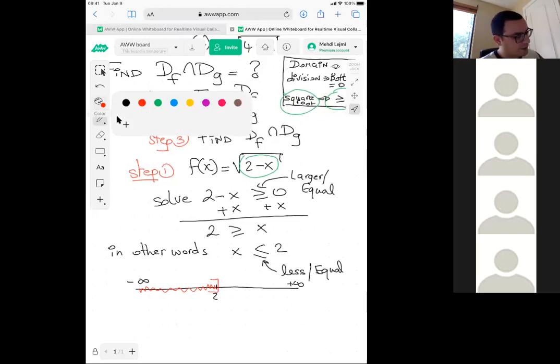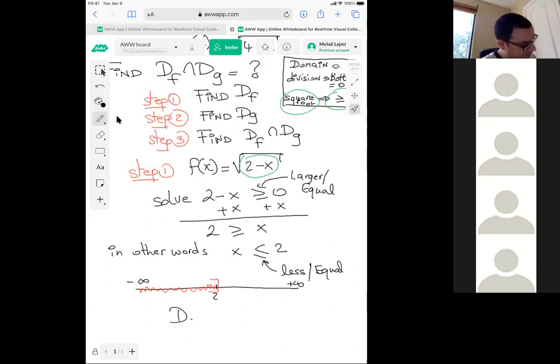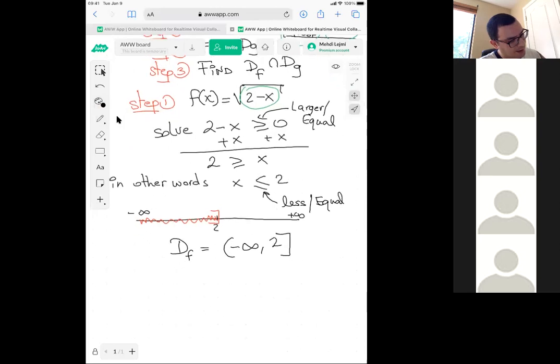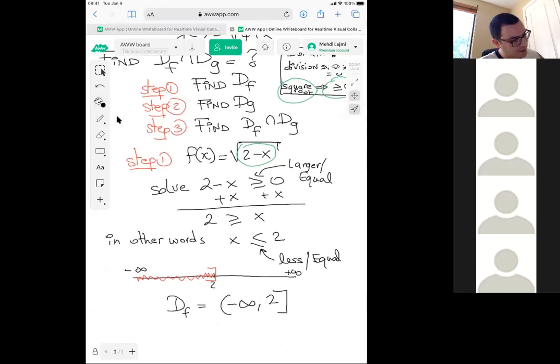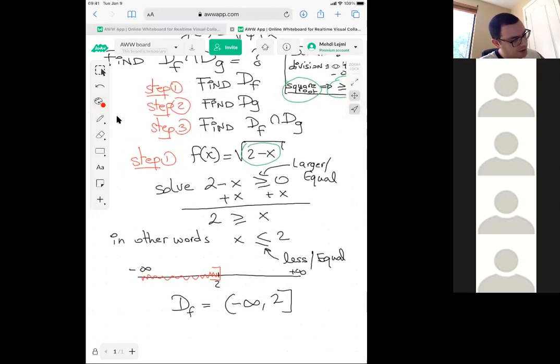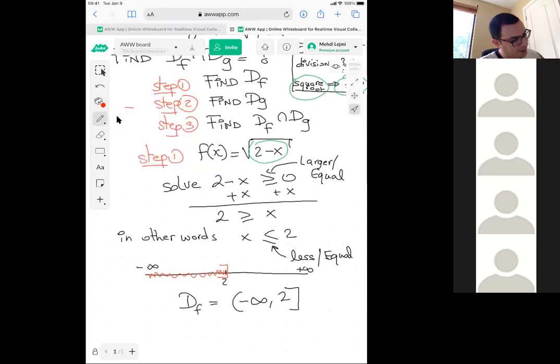So the domain of f would be from negative infinity, which is always excluded, to 2, which in this case is included. So that's the domain of f. Now, next step, step number 2, is to find the domain of g. So let's find the domain of g.